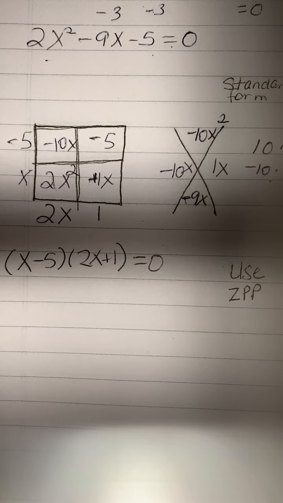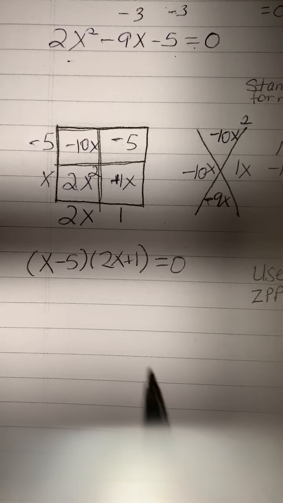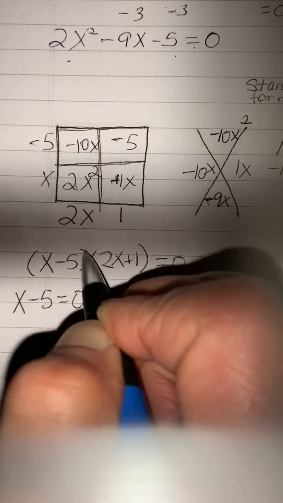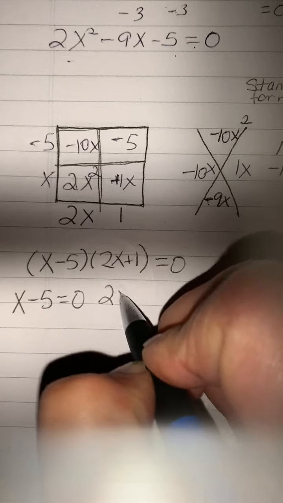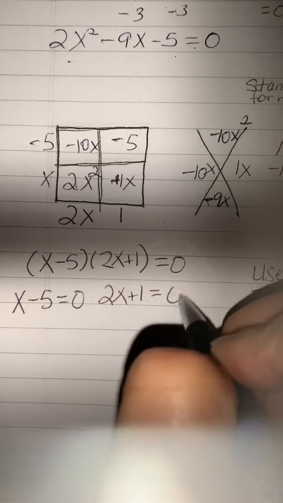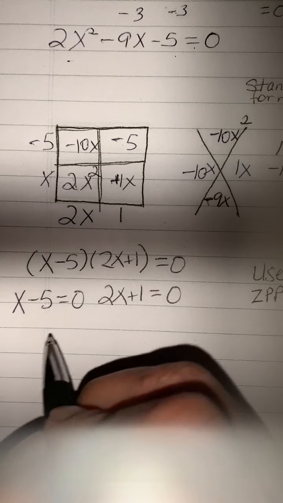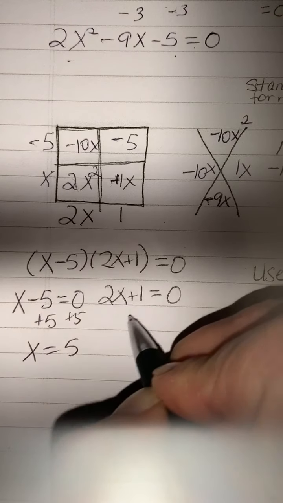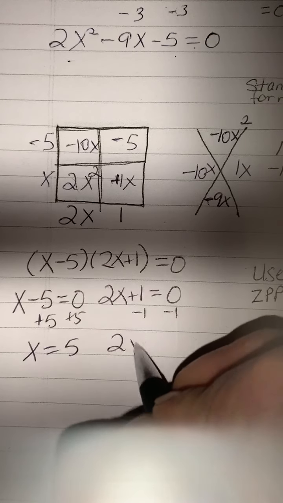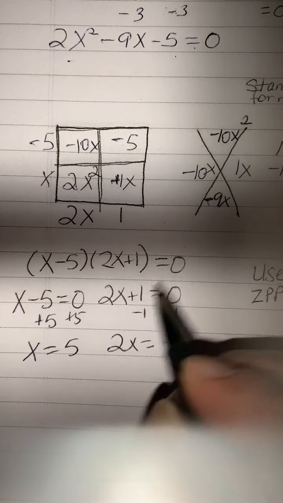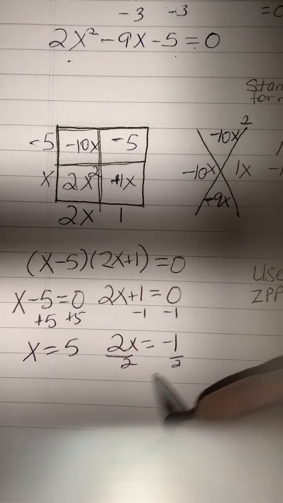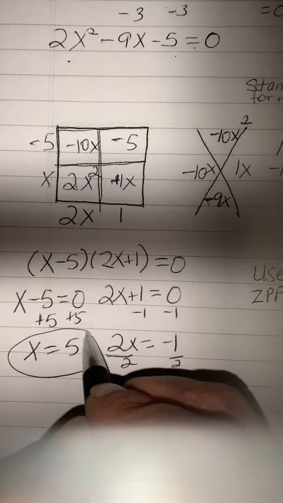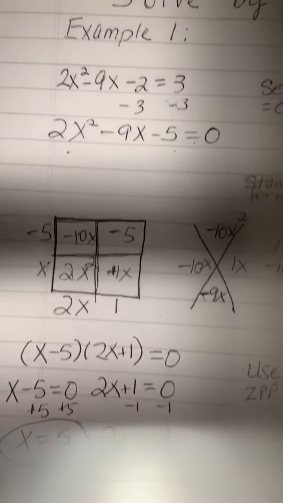Now we need to use the zero product property, the ZPP. So we set each factor equal to 0 and solve for x. Either this factor has to equal 0 or this one, so that when we multiply those two things together, we always get a 0. This one we would add 5 to both sides and get x equals 5. This one we would have to subtract 1. 2x equals -1 and divide by 2. And we're going to get x equals -1/2. So our two answers to our original problem are 5 and -1/2.